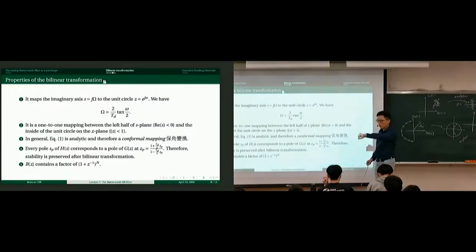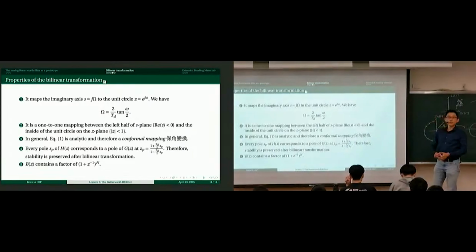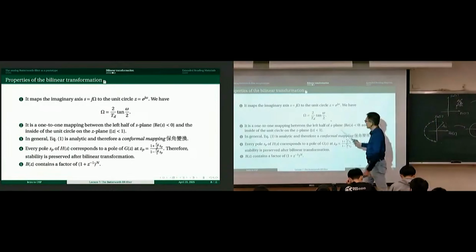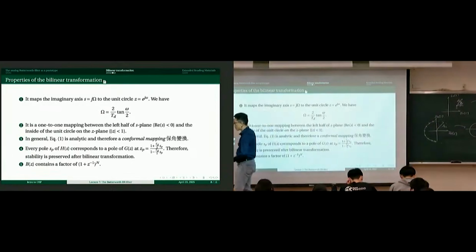Okay, yeah. So let's take a break. When we come back, then we look further at what this implies, about this relation between big omega and small omega.